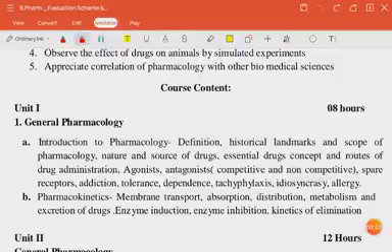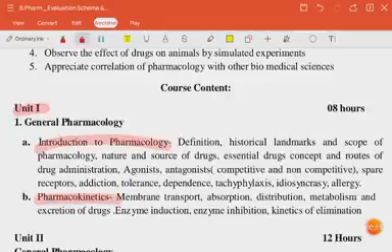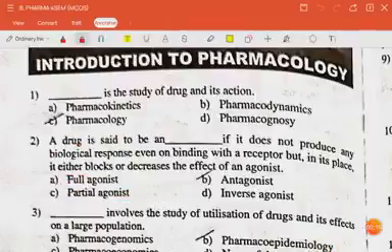In this video we are going to discuss MCQs on Pharmacology 1 Unit 1 General Pharmacology, which is Introduction to Pharmacology and Pharmacokinetics. So let's begin. The question is, dash is the study of drug and its action. The answer is pharmacology.